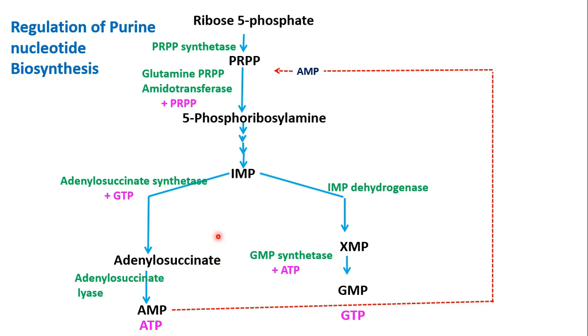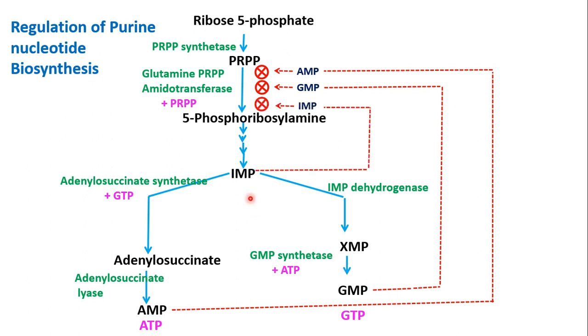AMP and GMP act by a feedback mechanism, that is feedback inhibition. AMP and GMP inhibit amidotransferase and thus inhibit the synthesis of AMP and GMP. In a similar way, even IMP acts as a feedback inhibitor of amidotransferase. AMP can inhibit its own synthesis, that is, it will inhibit adenylosuccinate synthetase. Similarly, GMP can inhibit its own synthesis, that is, it inhibits IMP dehydrogenase.